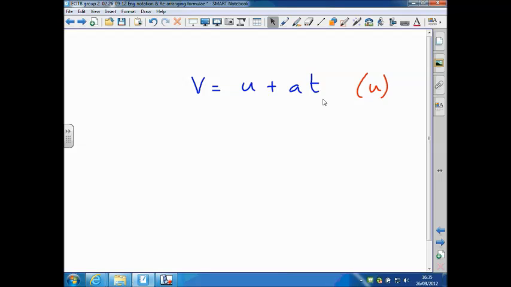So what have we got to do? Take away, yeah. Because what's happened to u, I've added at, so subtract at. I can think of this whole term at, and I can subtract a whole lot from both sides. So I effectively subtract at from both sides.